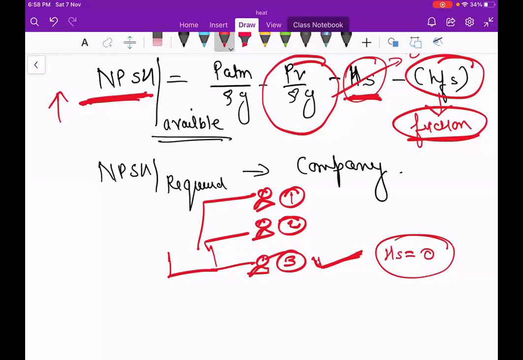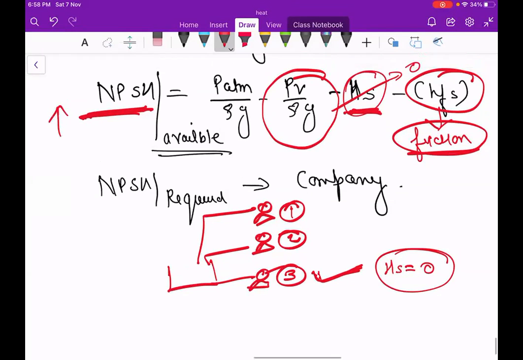Priming is basically just filling your system again with water. You can write that priming means filling your suction pipe with water or any fluid. And cavitation is the formation of bubbles. Cavitation means the formation of bubbles.